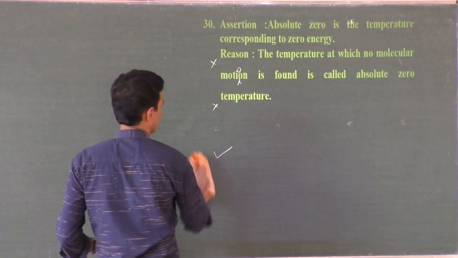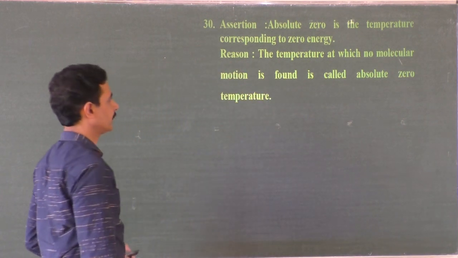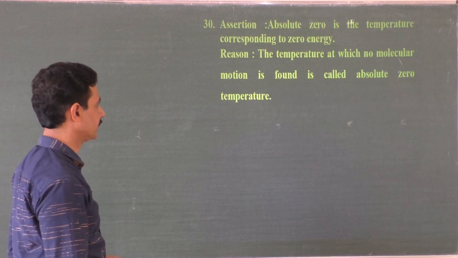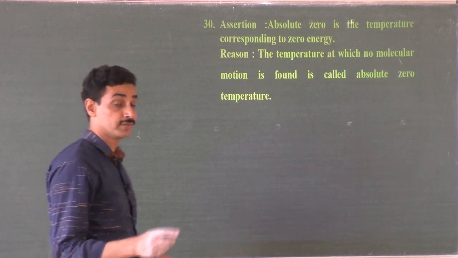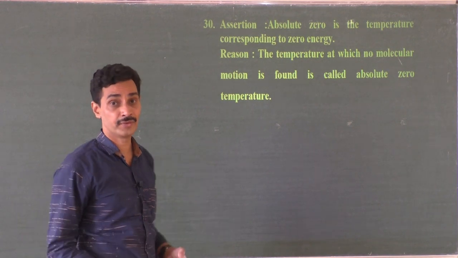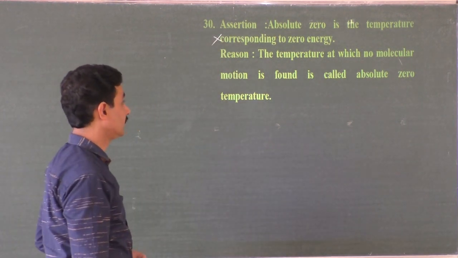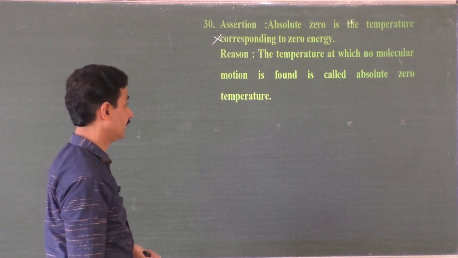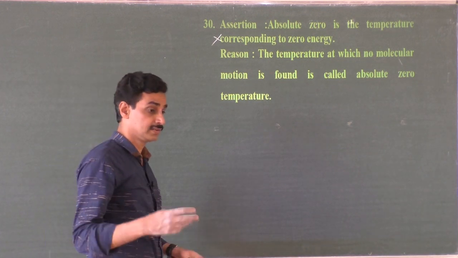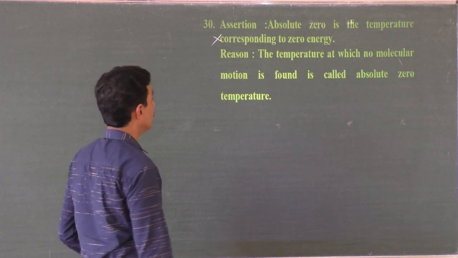Now, another one. Assertion: at absolute zero temperature, it is the temperature corresponding to zero energy. Of course, zero heat energy, not zero energy. The energy may be in different form. Zero energy is wrong. Absolute zero temperature corresponds to zero heat energy. Temperature zero means heat energy zero.